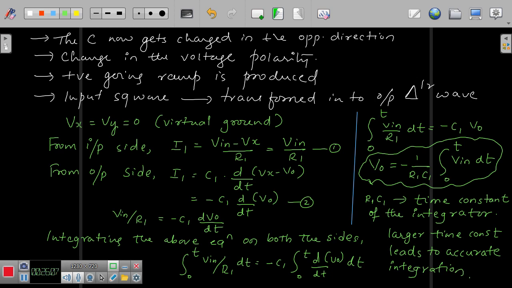So this is how you are going to get the operation of the integrator. Even mathematically also we can get it, right? Here the input square wave, whatever we have taken there, it is an illustration. You can give any kind of waveform and its integration has to happen there. For convenience, we have taken an input square wave which is transformed into the output triangular waveform, right?